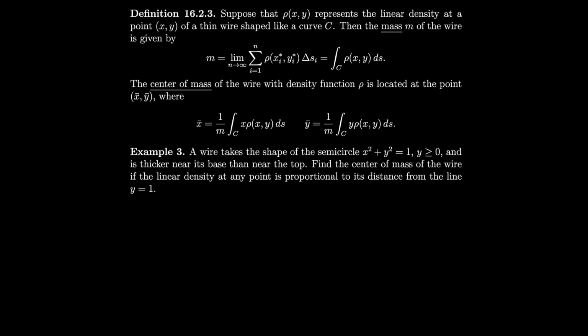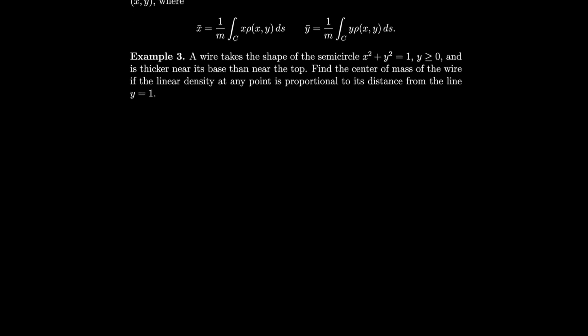Suppose that rho of x, y represents the linear density at a point (x, y) of a thin wire shaped like a curve C. Then the mass m of the wire is given by the limit of the Riemann sum of the density times the arc length, which is just the line integral of rho ds. So the center of mass of the wire with density function rho is located at the point (x bar, y bar), where x bar is 1 over m times the line integral of x times rho, and y bar is 1 over m times the line integral of y times rho.